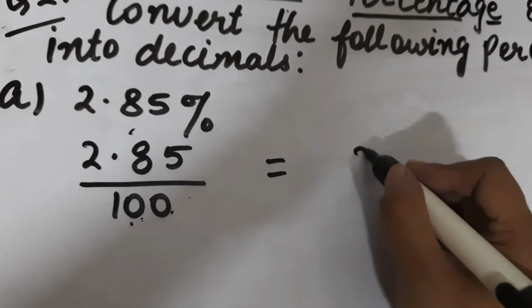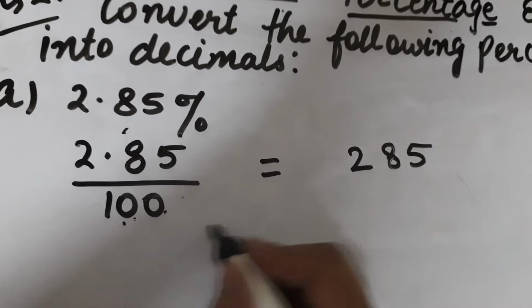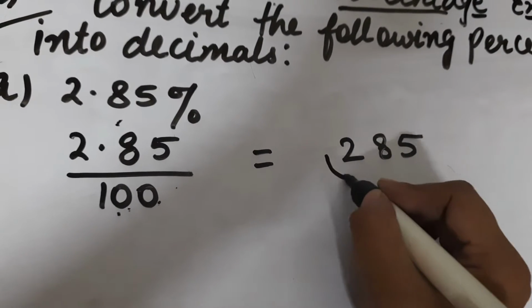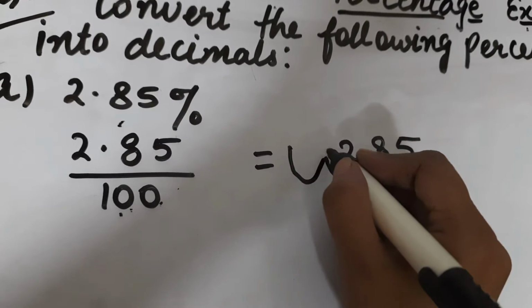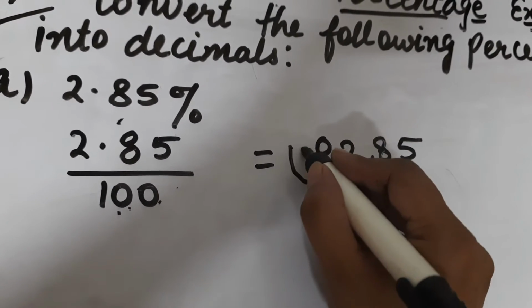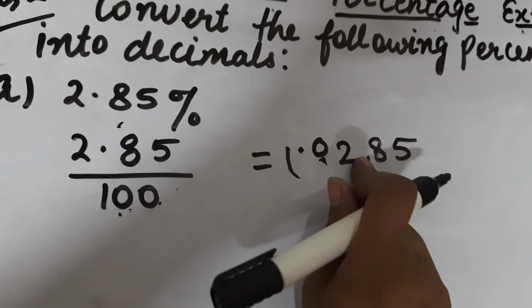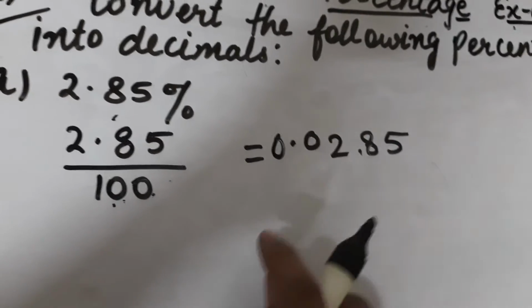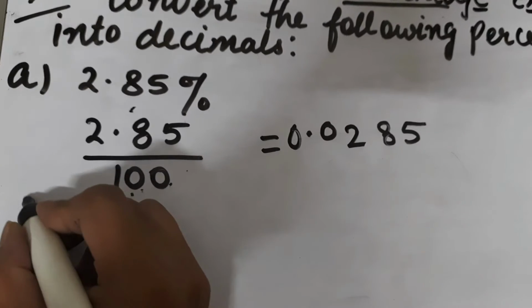So write the number as it is first of all. Now the decimal point is here and there are two zeros in the denominator, so it will shift 2 places to the left. But we have only one place, so we will put 0 from our side and then the decimal. So it will be 0.0285 like this. The answer will be 0.0285.